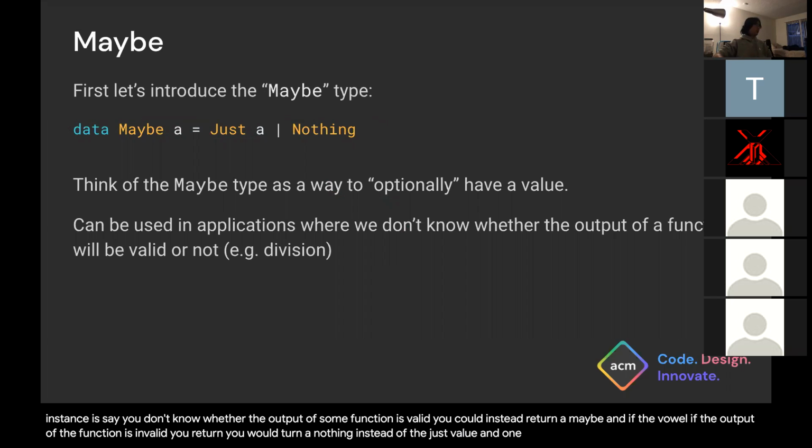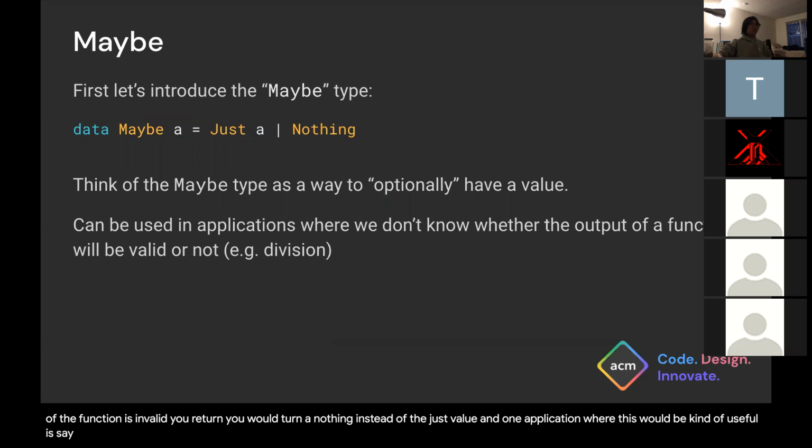And one application where this would be kind of useful is, say you wanted to create a safe division function. You could check whether the second argument is equal to 0. And if it is, you return nothing. Otherwise, you return just first number divided by second number.